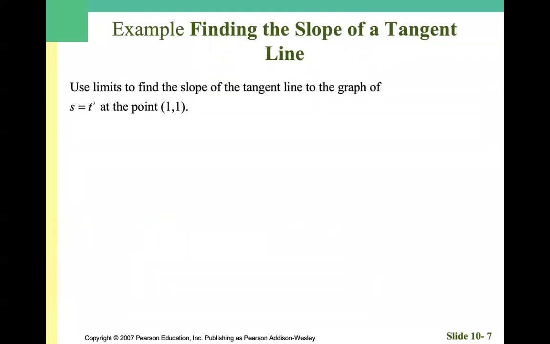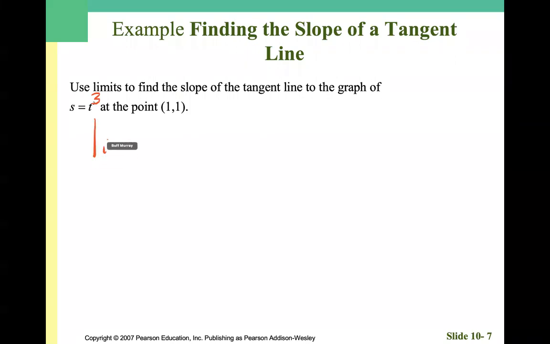All right, now this one says use limits to find the slope of the tangent line to the graph of s equals t cubed at the point 1, 1. So here we're going to try to put together what we just talked about and see if we can find this slope at this point, rather than finding a bunch of these slopes and getting closer and closer and trying to figure out what the limit is. We can do this maybe in one fell swoop. Let's see if we can. We're putting things together here.